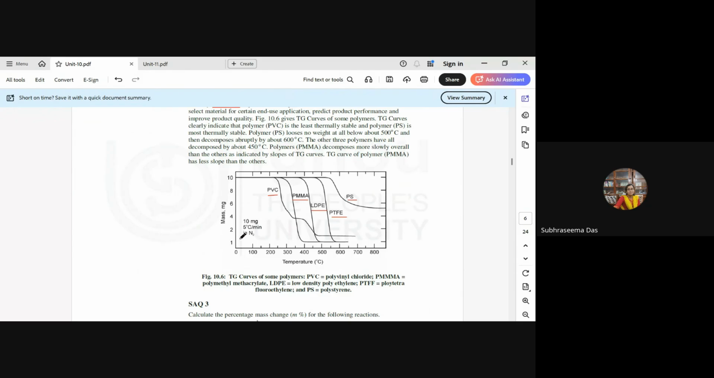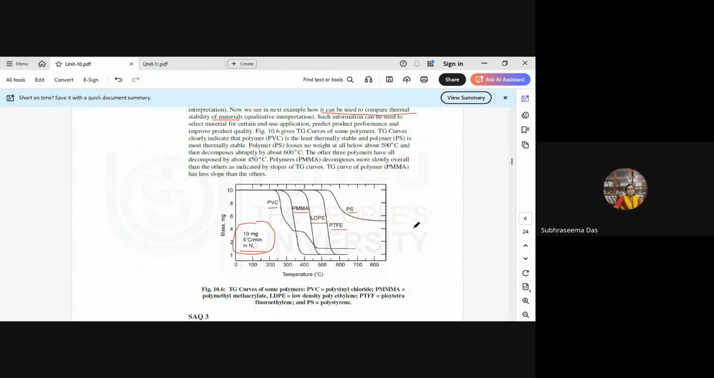So here 10 mg of sample has been taken, the heating rate has been maintained at 5 degrees centigrade per minute, and the atmosphere is maintained as nitrogen. So now we will analyze this curve. Now here we see the decomposition temperature.